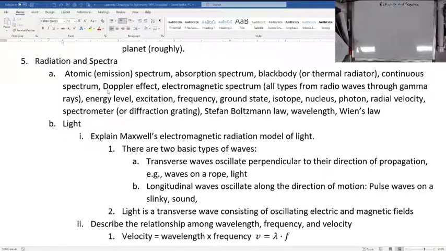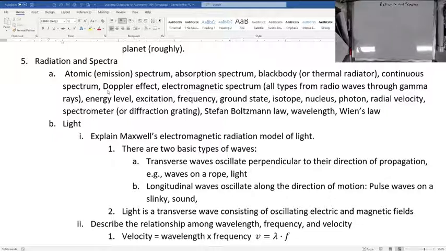So this chapter is called Radiation and Spectra. Some words we're going to learn about are the atomic spectrum, also called the emission spectrum, the absorption spectrum, a black body or thermal radiator, the continuous spectrum, the Doppler effect, the electromagnetic spectrum.